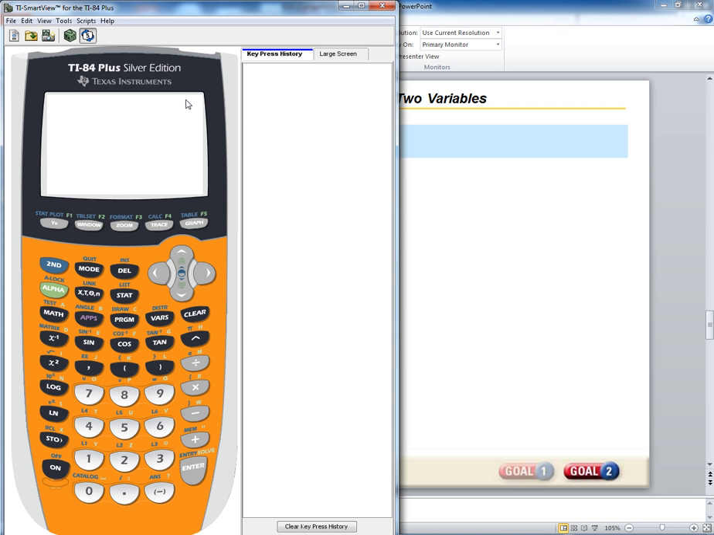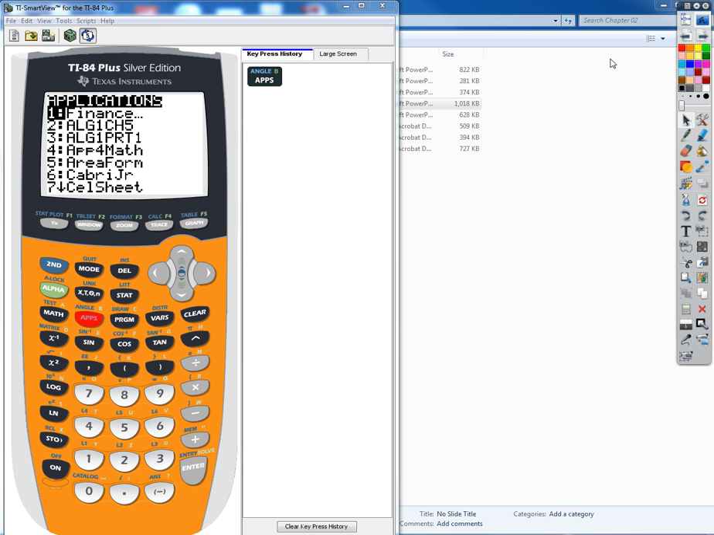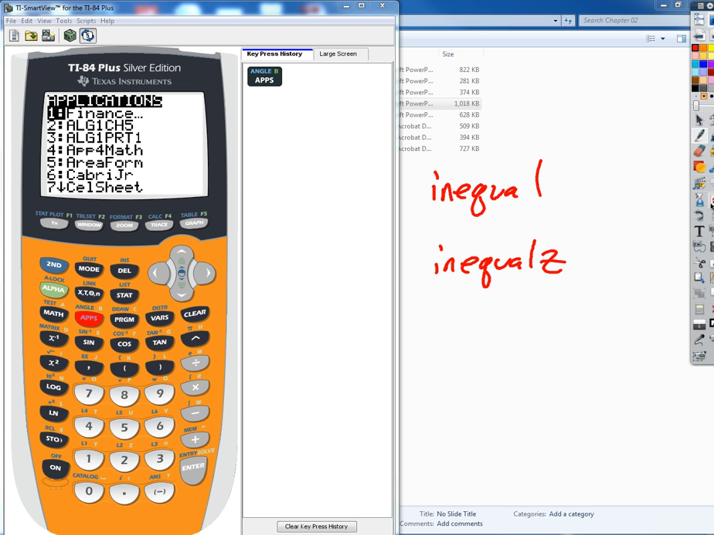Yeah. Okay. So, if you want to do this on the calculator, there's a program on there called either Inequal or Inequal Z. And it's one or the other. I'm not even sure which one it is. Is it Inequal Z? It's going to be one or the other. Both of them do the same thing.